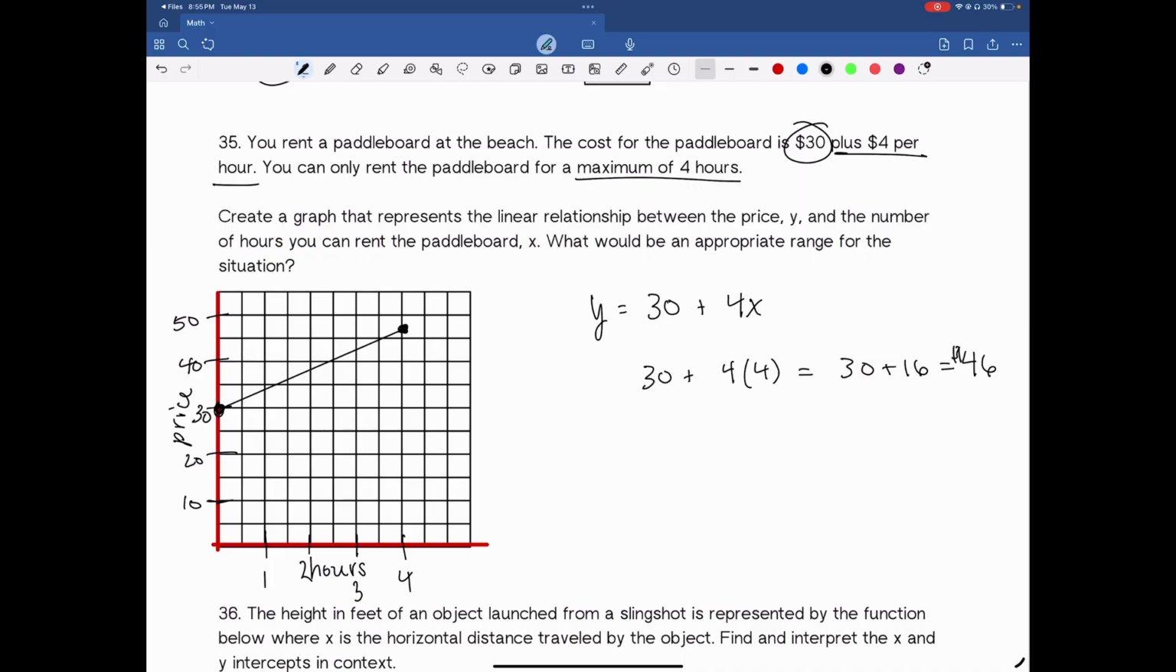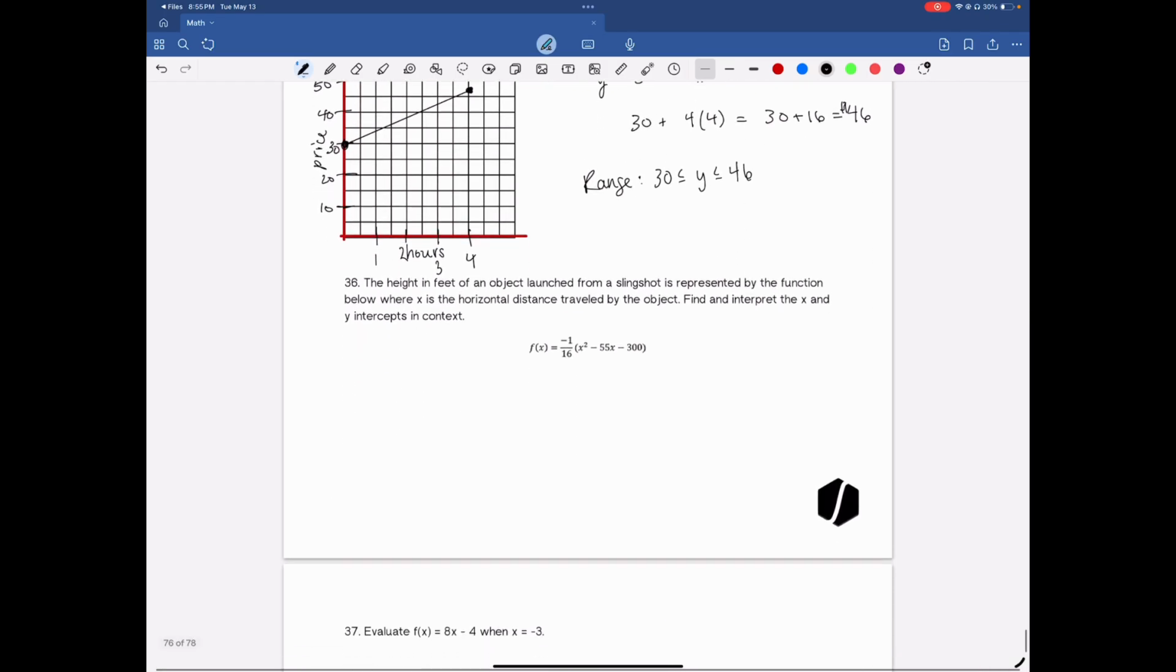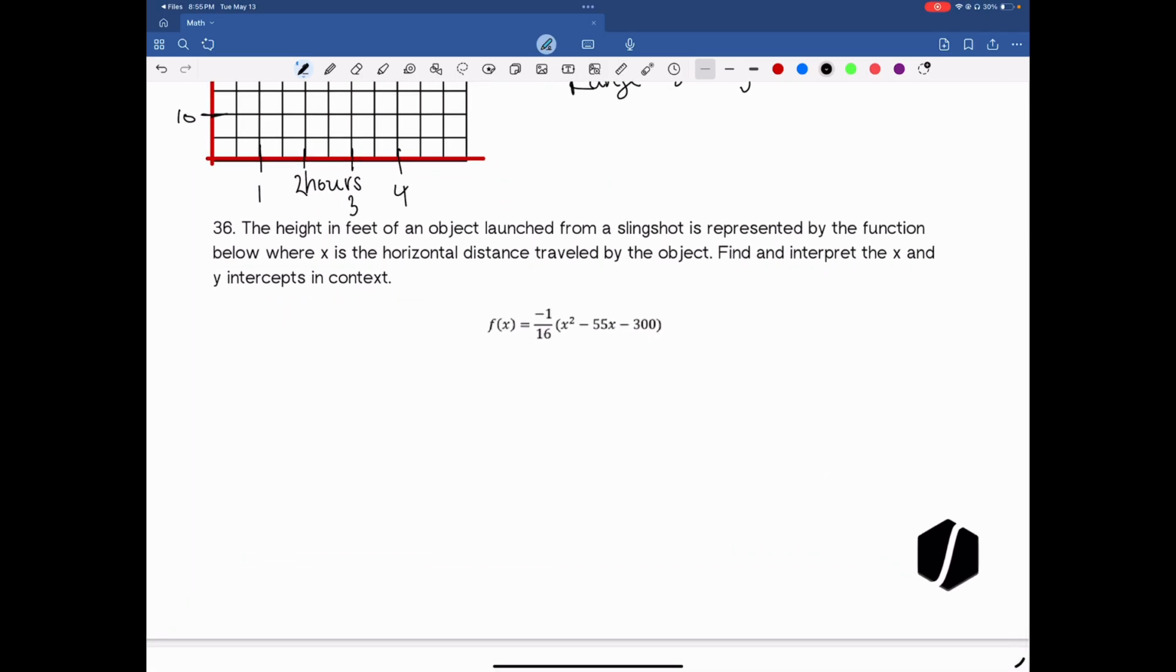So what would be an appropriate range? The range for this situation would be the y values would have to be in between $30 and $46, because that's the amount of money we would spend. Okay.